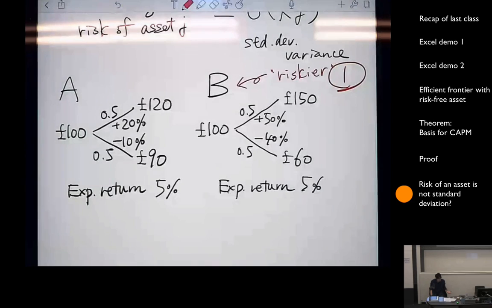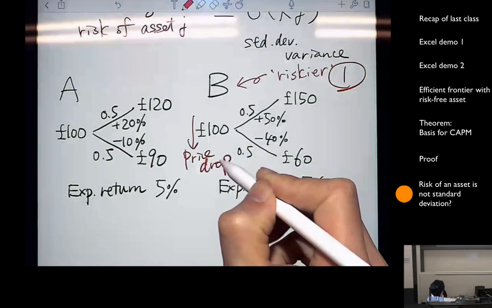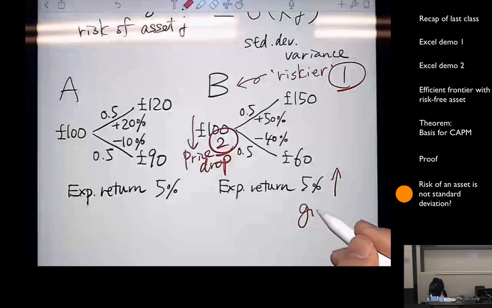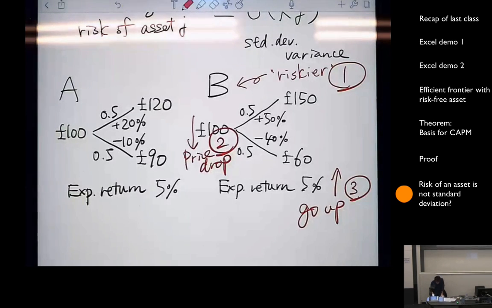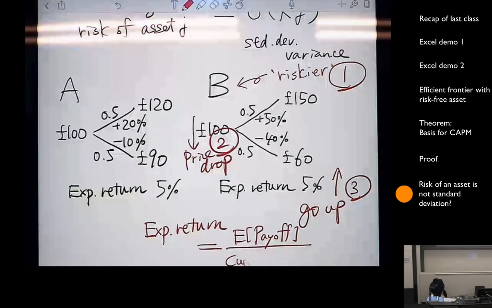And because asset B is riskier than asset A, the expected return can't be the same. Price should drop. And if price drops, the expected return goes up. Because the expected return, remember, is equal to the expected payoff divided by the current price. So if the current price goes down, the expected return goes up. Yeah?